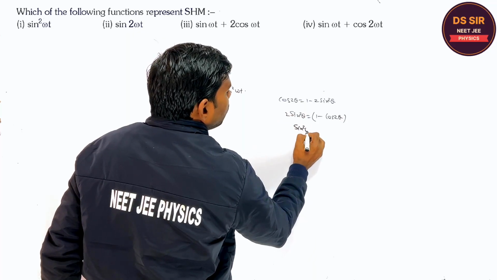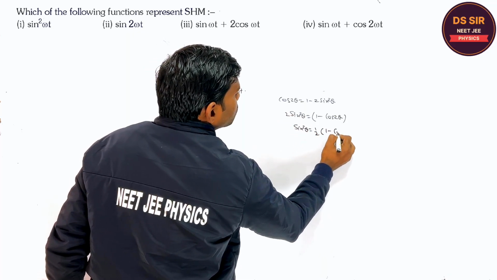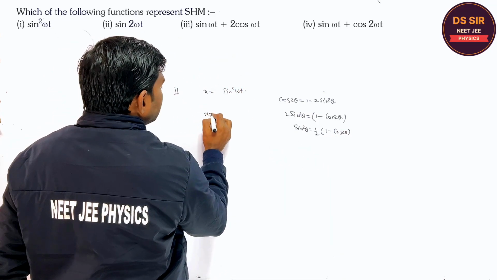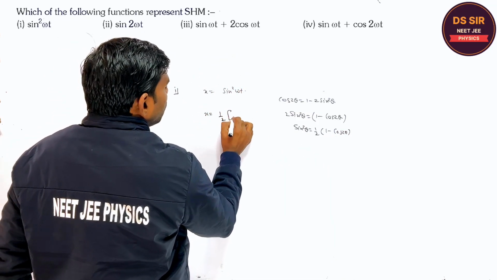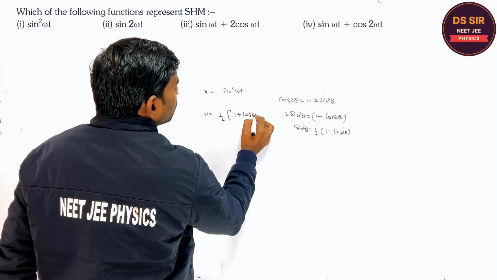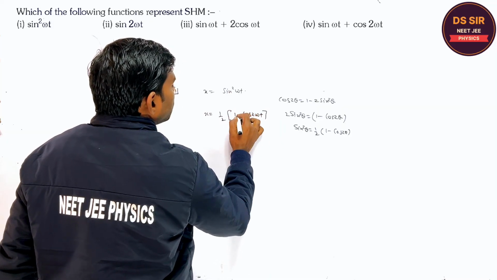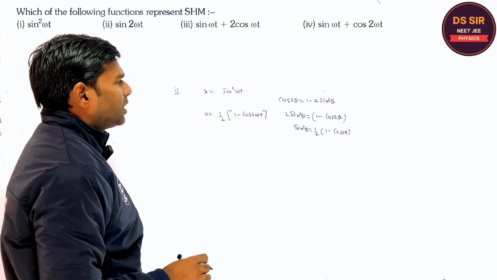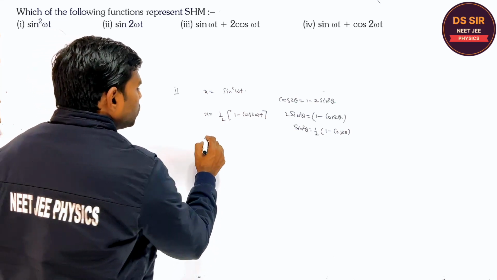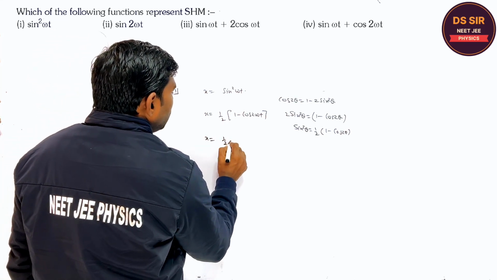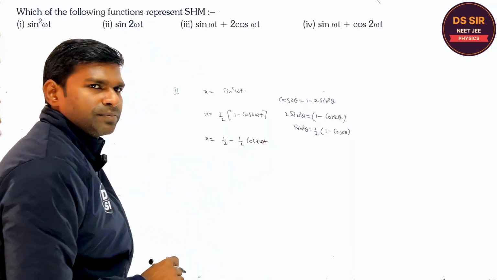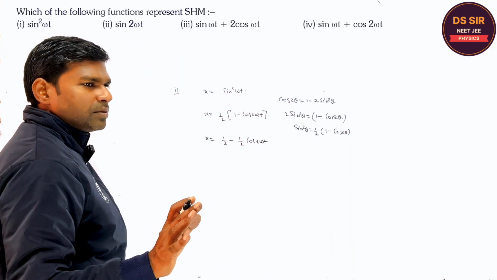Sin square theta is equal to what? 1 upon 2, 1 minus cos 2 theta. Is it clear or not, you tell? So x may be written as 1 by 2, 1 minus cos 2 omega t. Tell me first thing. Is it clear or not? Right. So this is equal to 1 by 2 minus 1 by 2 cos 2 omega t. Is it clear? Are you getting or not?